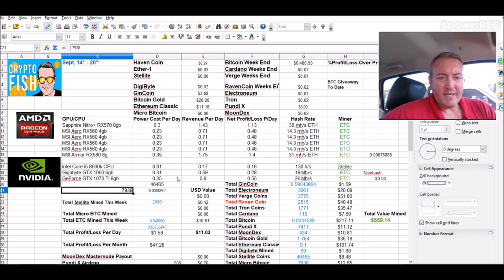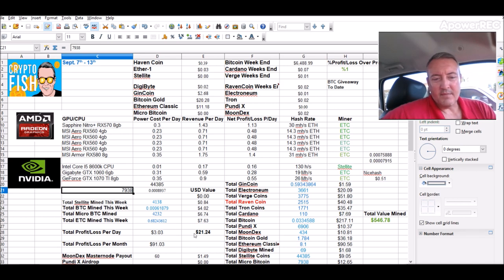Okay. Over the weekend, what my rigs did: we got 2,080 Stellite mined, 42 cents. I'm almost at one Ethereum Classic, $10.61. And I did get an Ethereum Classic payout on the 15th. So I'm holding 9.1 of those right now, $101. Total value mined of $559.14. Only $11.03 so far for the week.